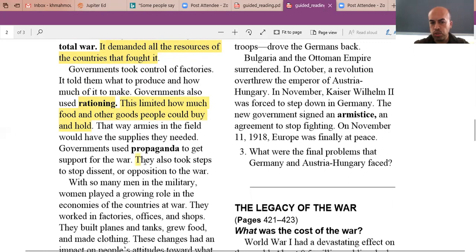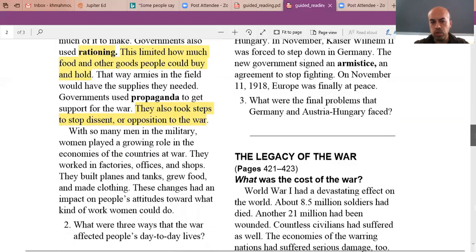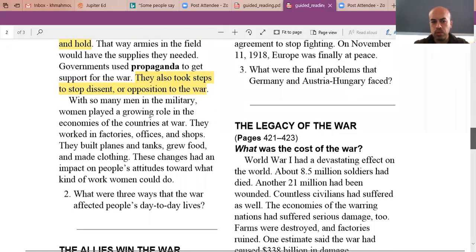And also the government took steps to stop dissent or stop opposition to the war. The third one was that women played a growing role. The women built planes, and they worked in factories and shops, they grew food, and also they made clothing. These are the three changes that affected the daily lives of the European people at the time of the war.